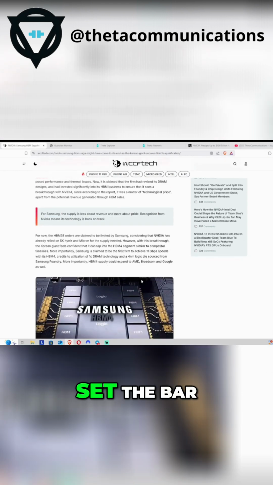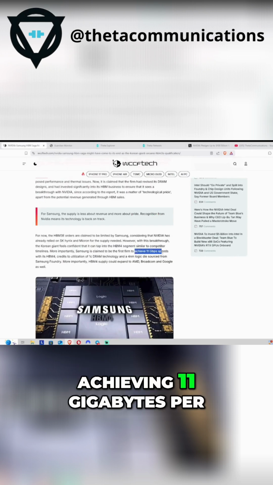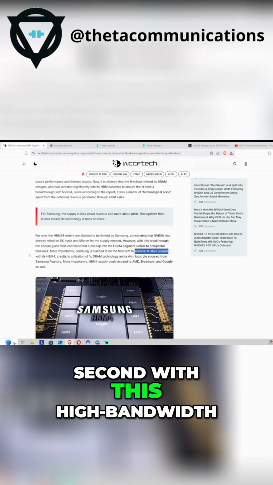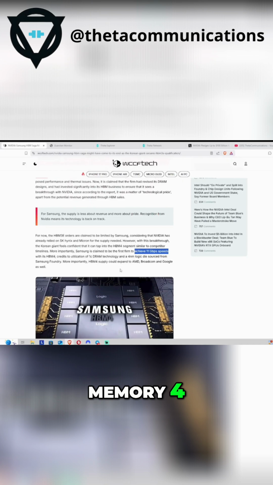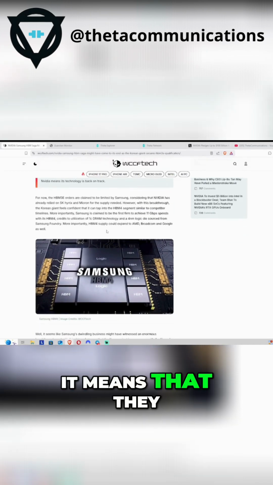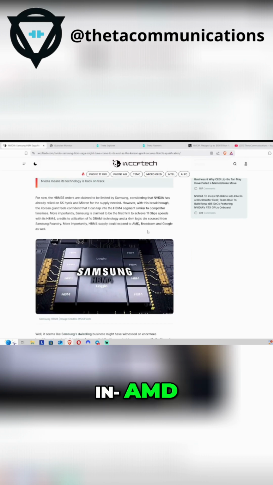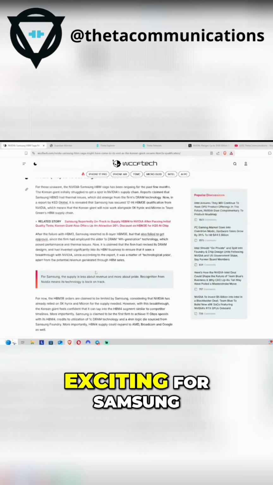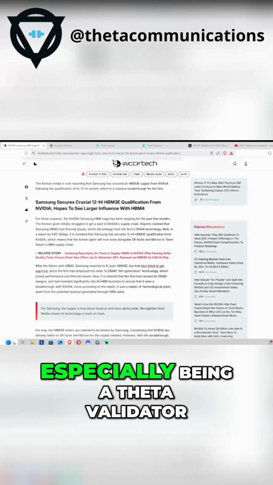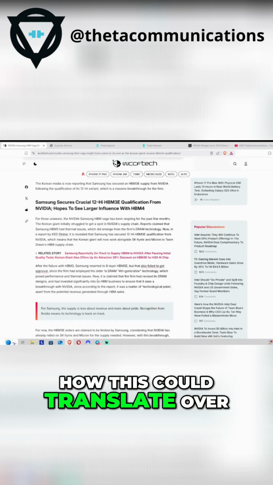And they didn't just set the bar, they really overachieved here, achieving 11 gigabytes per second with its high bandwidth memory 4. This is a major milestone, mainly because it's not just NVIDIA. It means that they can then push these chips into products via AMD, Broadcom, and Google. So this is really exciting for Samsung, especially being a Theta validator. We're looking to see how this could translate over.